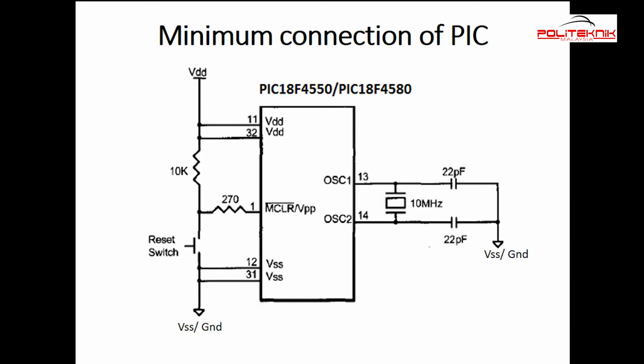Now that we know the pin connection of PIC, we can identify the components connected to PIC18 from the diagram. As an example, we will use one unit of PIC18F4550 or PIC18F4580, 1 unit of 10 kilo ohm resistor, 1 unit of 270 ohm resistor, 2 unit of 22 picofarad capacitor, 1 unit of 10 MHz crystal oscillator, 1 unit of reset switch, 5 volt power supply and ground.